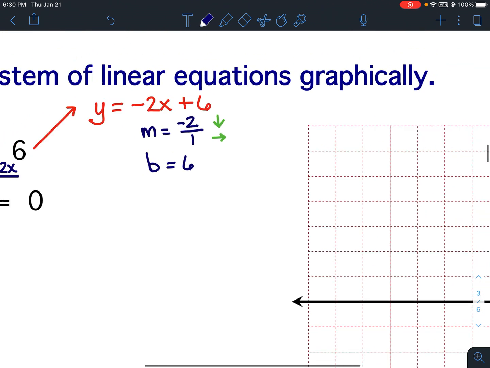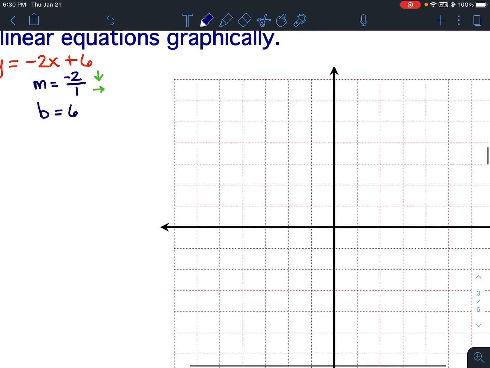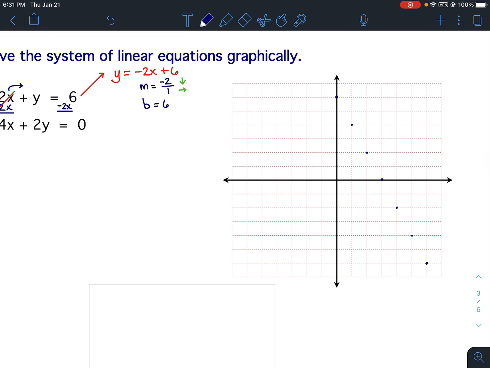Okay, so I'm going to go ahead and graph that line. So I'm going to start at 6. Putting a point, and I'm going to go down 2 to the right 1, down 2 to the right 1. I'm going to keep doing that as far as I possibly can. So now that I have the points, I can draw my line.